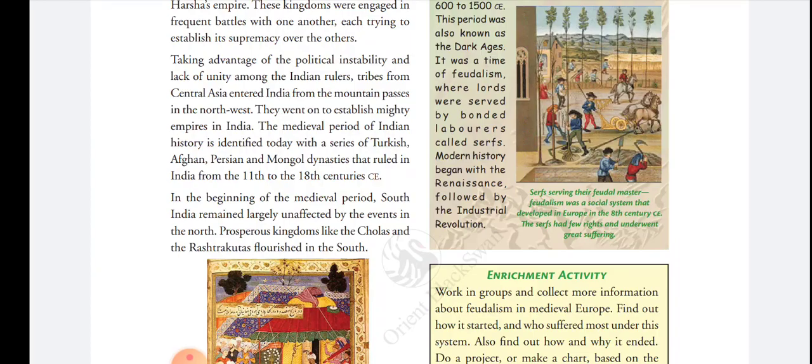The medieval period of Indian history is identified today with a series of outsiders, people from other countries who came to India one by one, like the Turks from Turkestan, Afghans from Afghanistan, Persians, and the Mongol dynasty, and ruled over India.